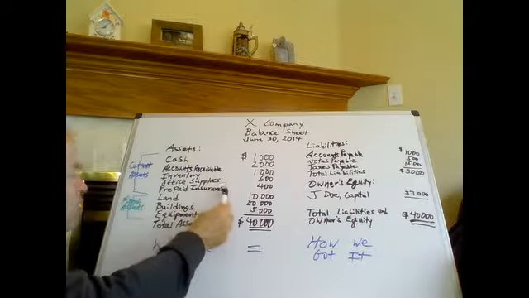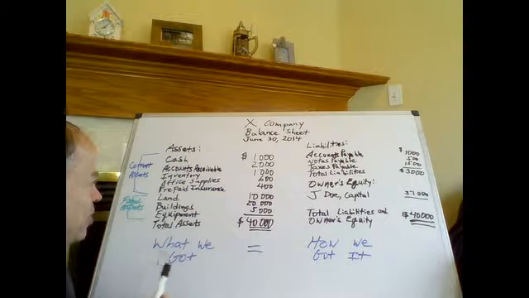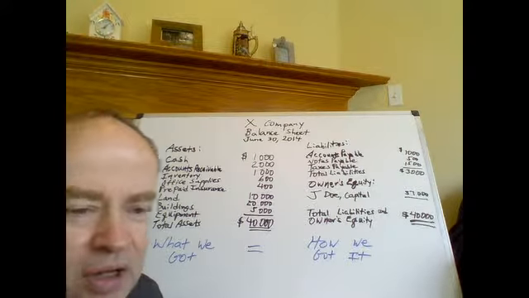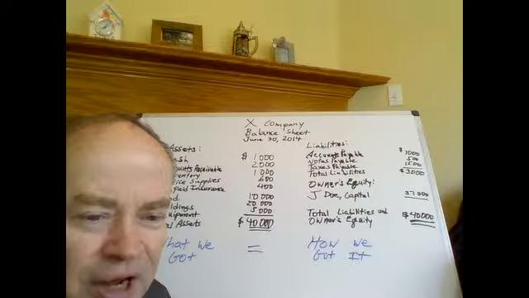Inventory, office supplies, prepaid insurance, we'll talk more about that later. These are commonly called current assets. Those assets generally turn into cash within a year.